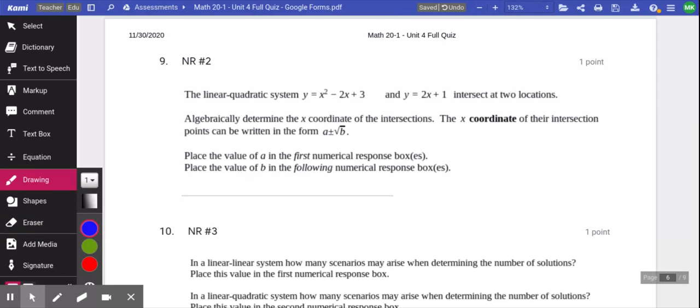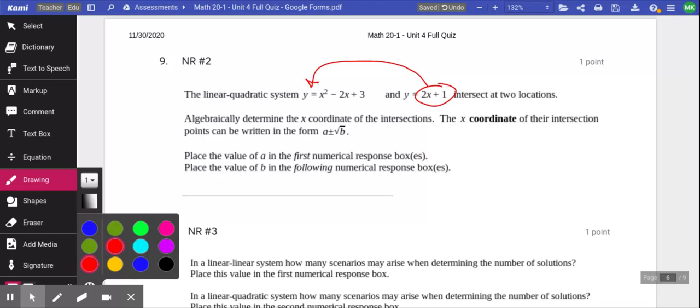So you have 2 options. You can either substitute or you can use elimination. I'm going to substitute. I'm going to take this right here and substitute it into that y value so that I now have 2x plus 1 equals x squared minus 2x plus 3. I'm going to move everything to the right. So I have x squared minus 4x and then plus 2. I'm going to have to do the quadratic formula because I can't factor that.